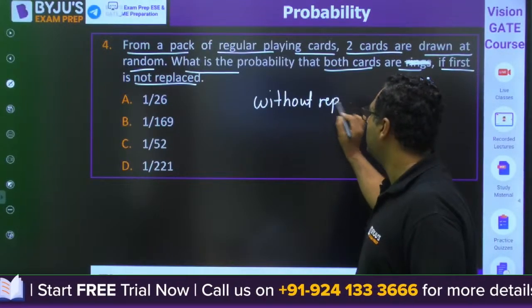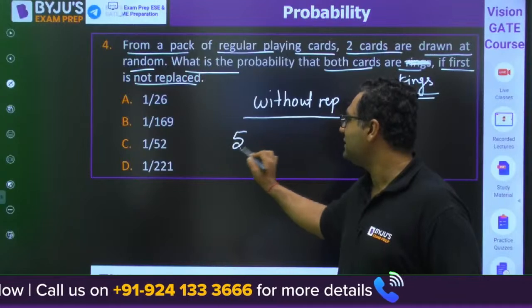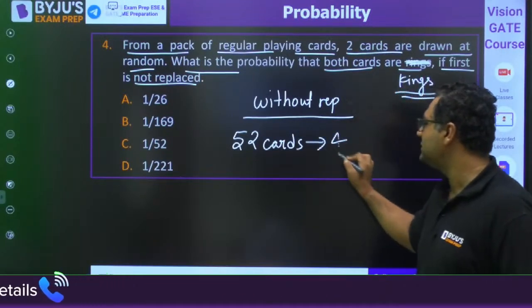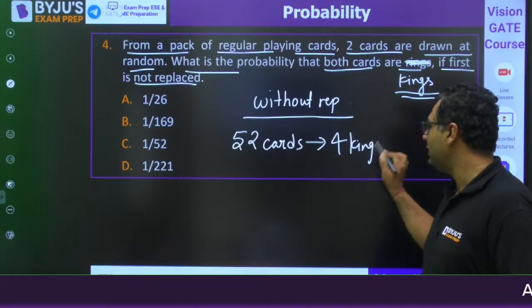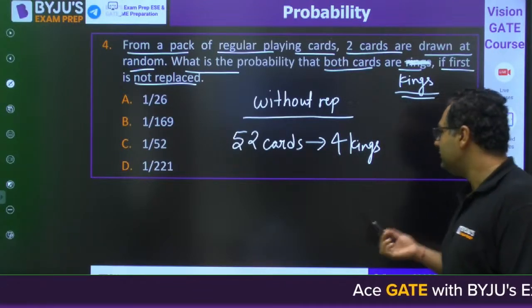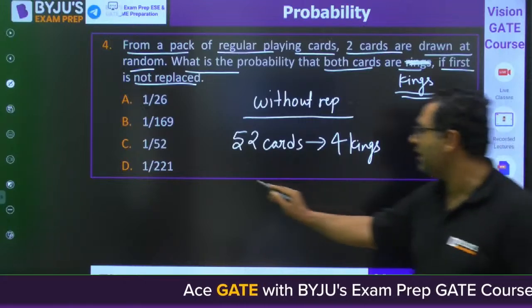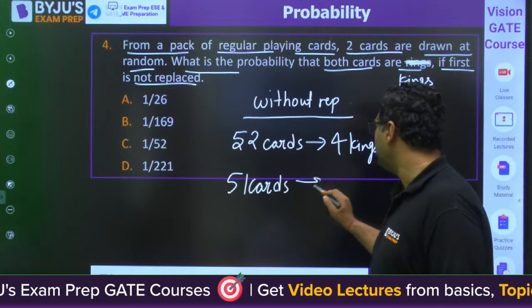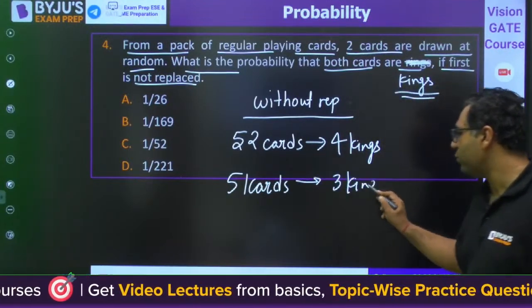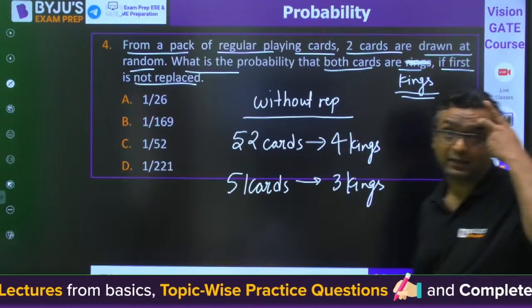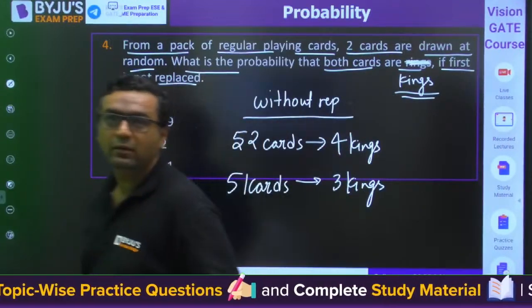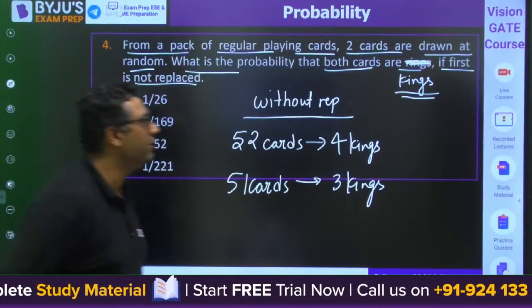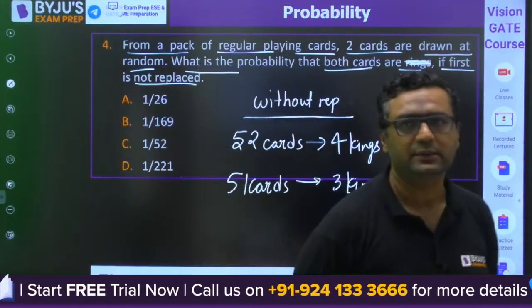Without replacement. So you have 52 cards. Initially we have 4 kings when you are taking the first card. When you are taking the second card, then you will be having 51 cards, and you will be having 3 kings. So what is the probability of getting 2 kings? Tell me that. I have given you the hint as well. Okay. Total number of cards are 2.